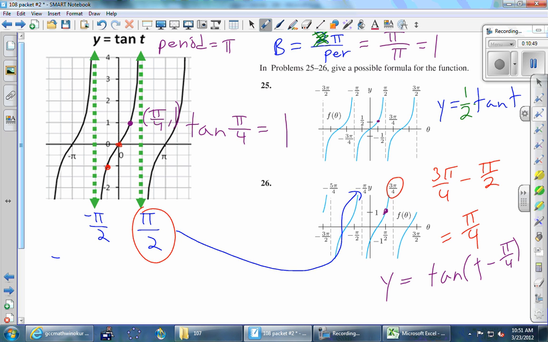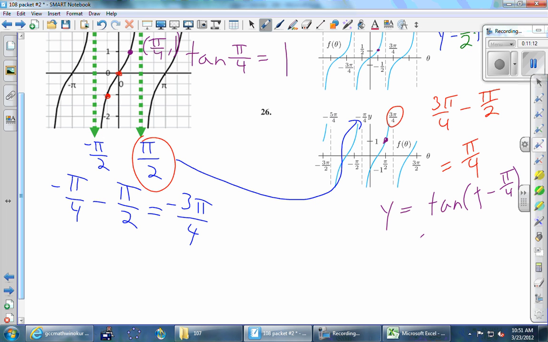Pi over 2, so when we wanted to get on negative pi over 4, we subtract pi over 2. What do we get here? Is that 3 pi over 4? Positive or negative doesn't matter to me. I mean, they are 3 pi over 4 apart. And Garrett is saying we have gone left. So what's another version of this equation? Y equals tangent of t plus 3 pi over 4. And if you graph both of them, you'll see they land exactly on the same spot.